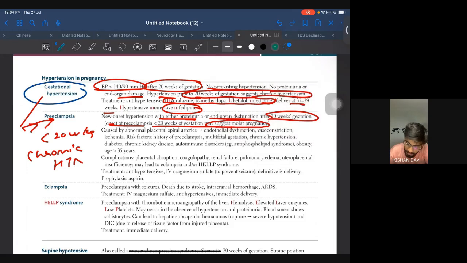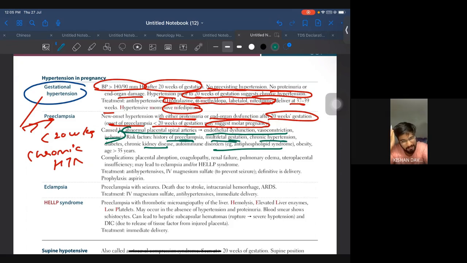Now these lines are very important. Abnormal placental spiral arteries, endothelial dysfunction, vasoconstriction, ischemia. Risk factors: history of preeclampsia, multifetal pregnancy, chronic hypertension, chronic kidney disease, autoimmune disease. So you don't need to memorize all these risk factors, but this is very important: abnormal placental spiral arteries, endothelial dysfunction, very important.